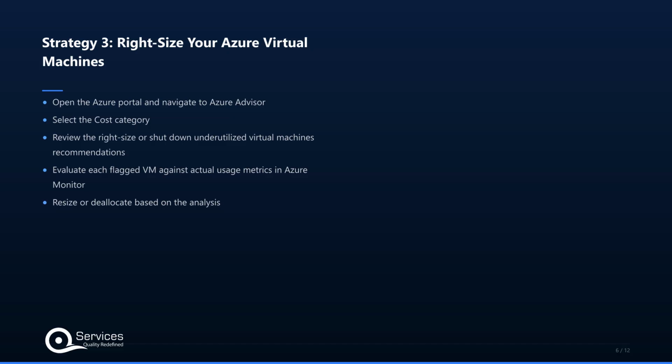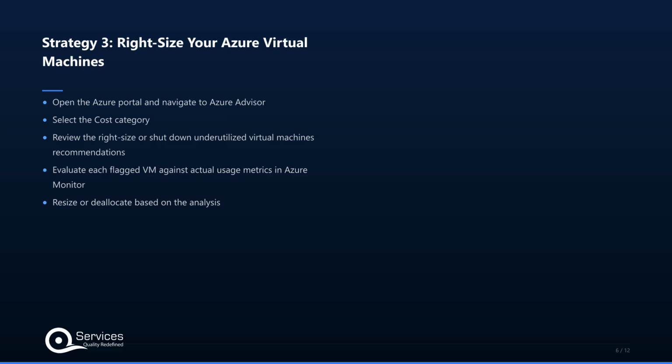Azure Advisor, available in the Azure portal at no extra charge, scans your subscription and flags VMs using less than 5% of their CPU over a 14-day window. These are candidates for downsizing. In practice, many SMBs find that 30 to 50% of their VMs are running at a fraction of provisioned capacity. Steps to get started.